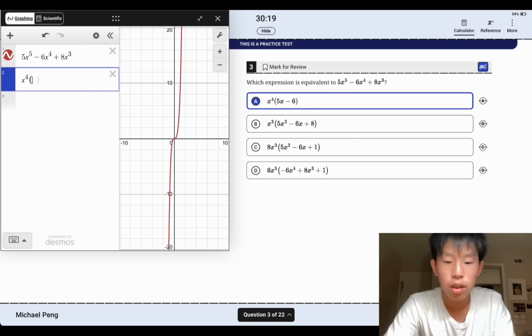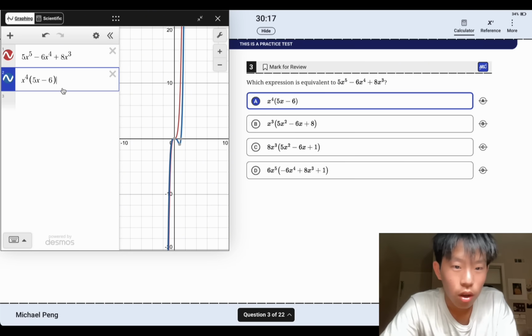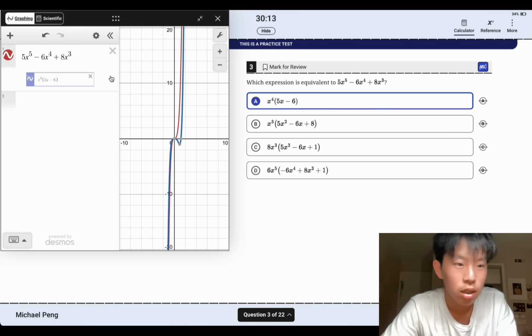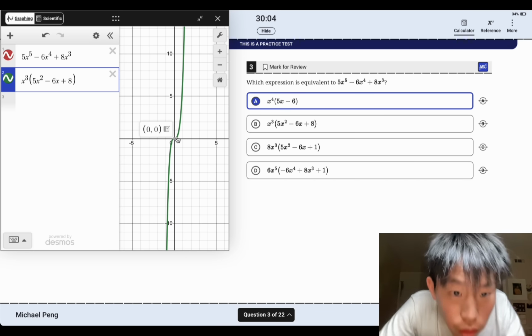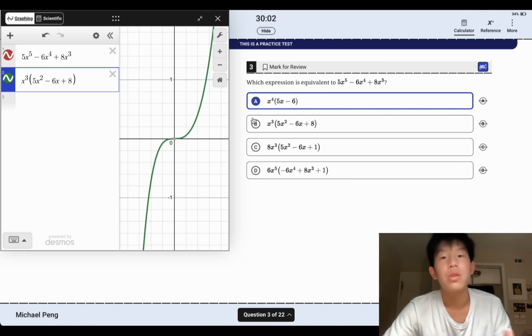Let's try x^4(5x - 6). Oh, that is so wrong. You see how it kind of matches, and then over here, nowhere near matches. So let's try the next option. x^3(5x^2 - 6x + 8). Does that match? Perfect match, right? Yeah, perfect match. So that has to be B.